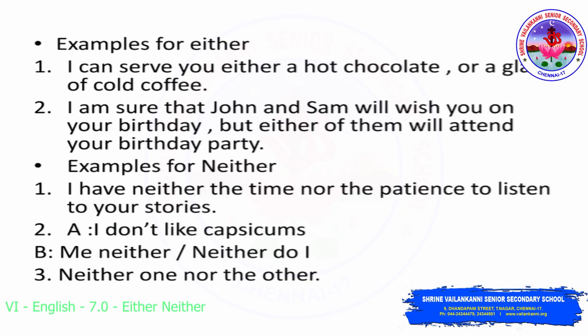Next. I'm sure that John and Sam will wish you on your birthday, but either of them will attend your birthday party. It's like a promise that they will wish you, but either of them will attend your birthday party. It can be John or it can be Sam. Anyone will attend your birthday party.